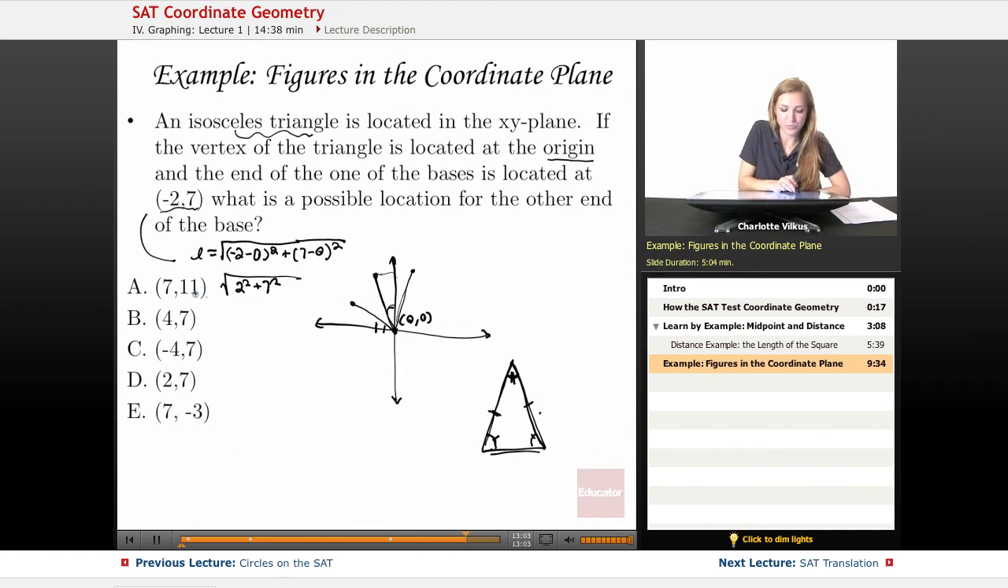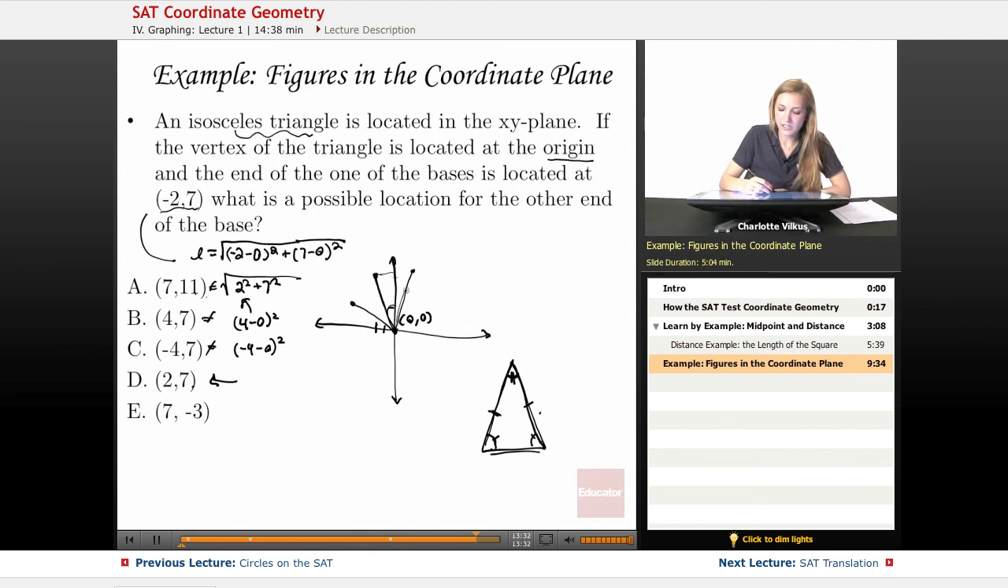So 7 and 11 squared is not going to be equal to this. 4 and 7 is also not going to be equal. This one's going to give me the exact same thing because 4 minus 0 for this x part of it is going to be the same thing once it's squared as -4, 0. And neither of those are going to give me the same thing as 2 squared. 2 and 7, well, so this one's my answer.